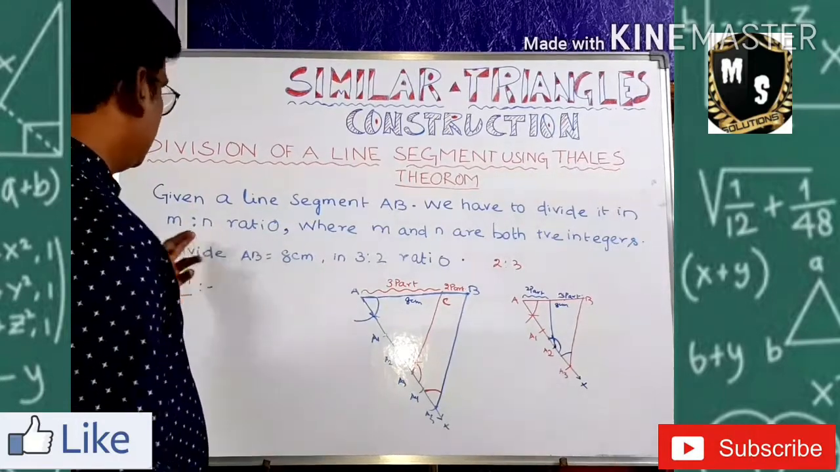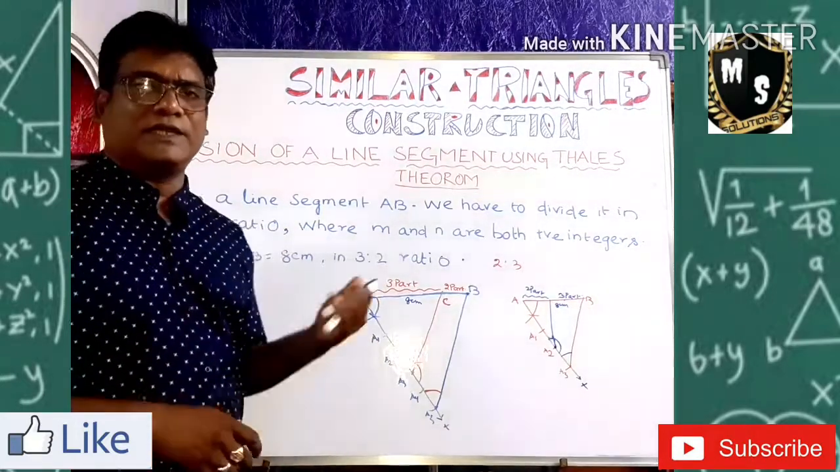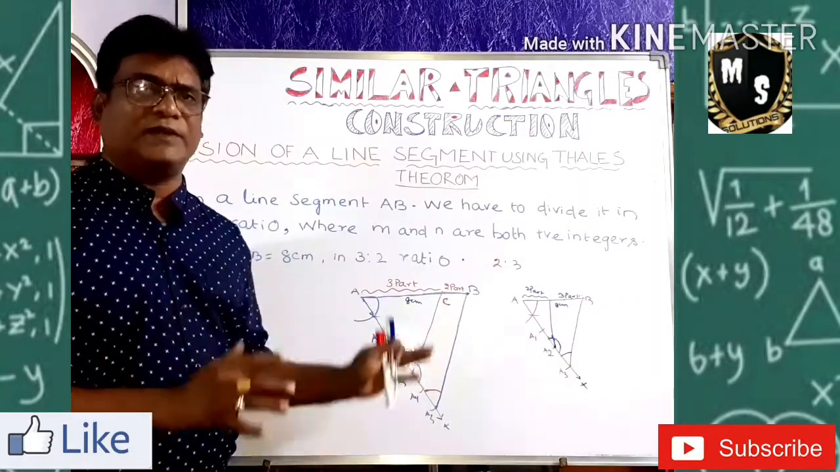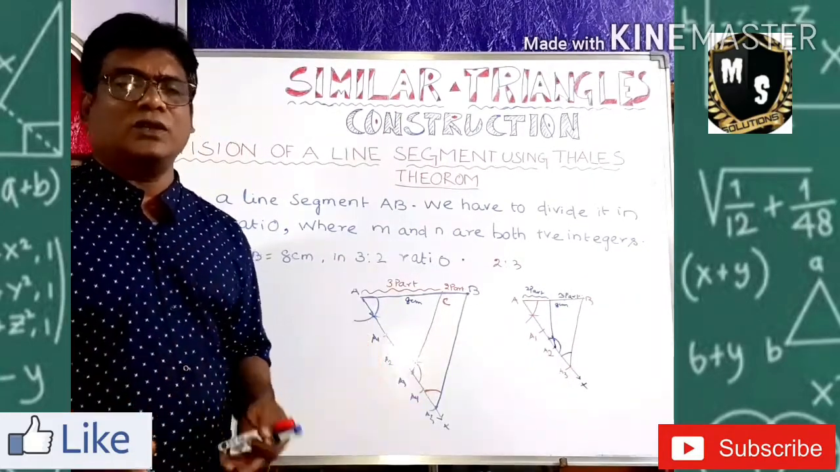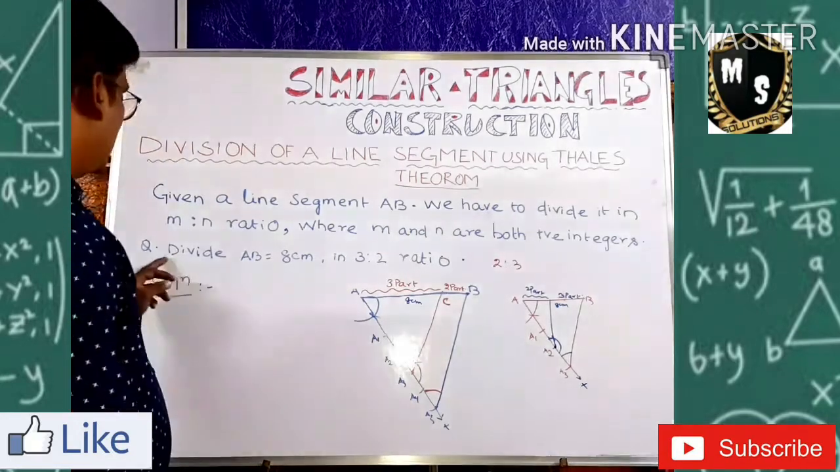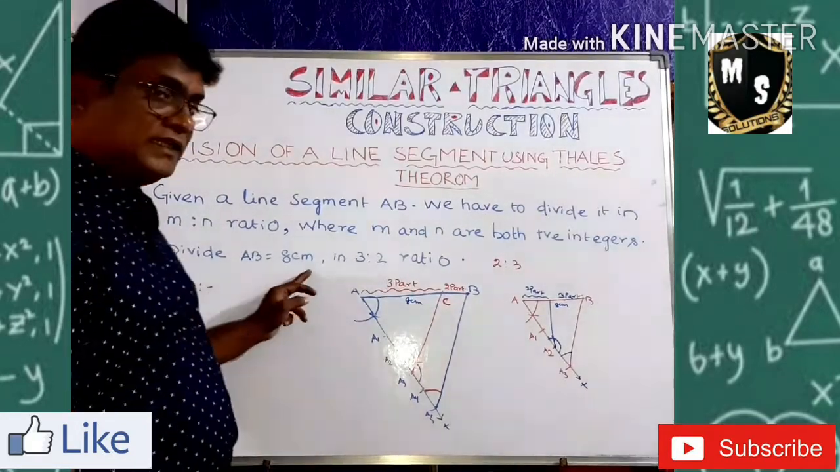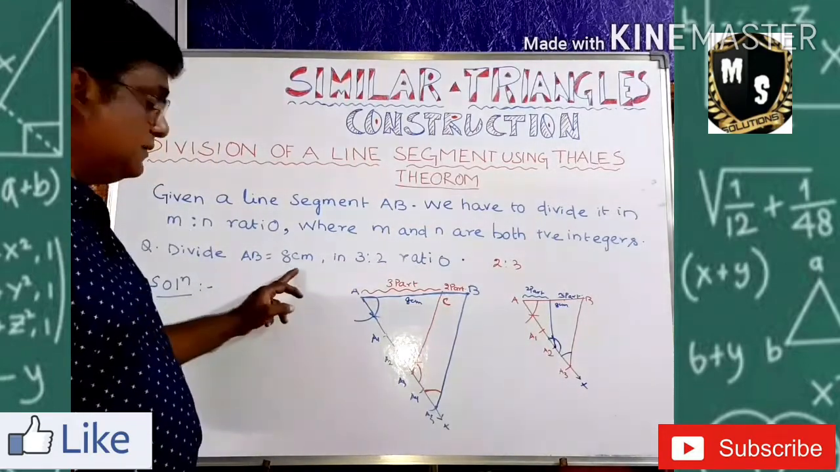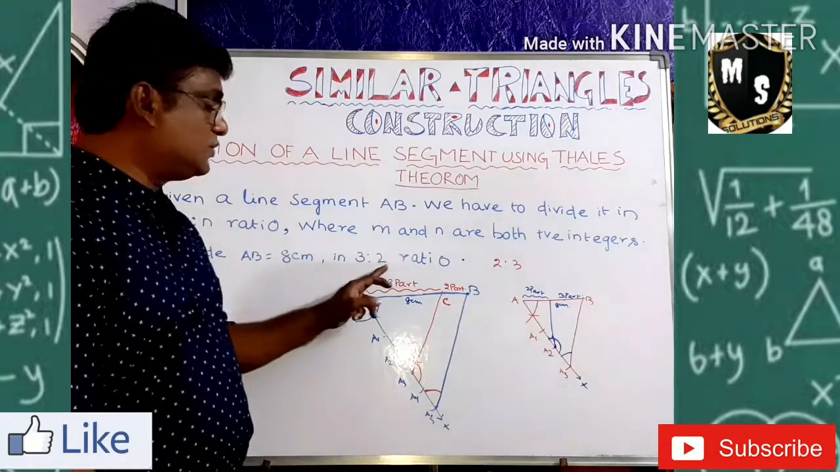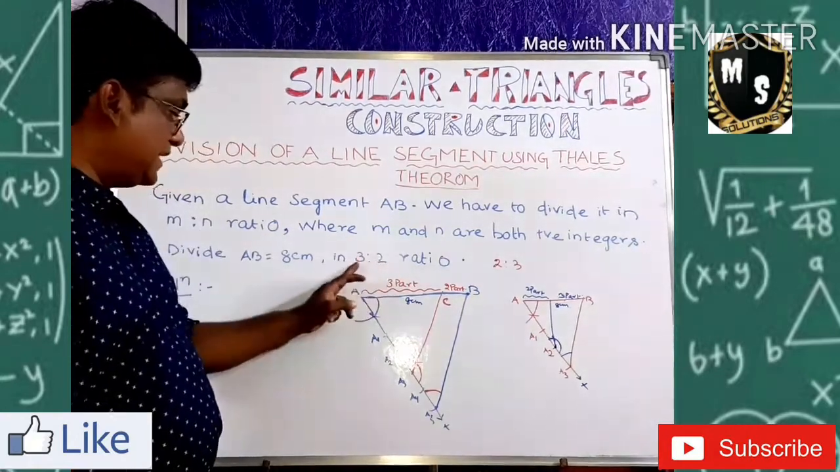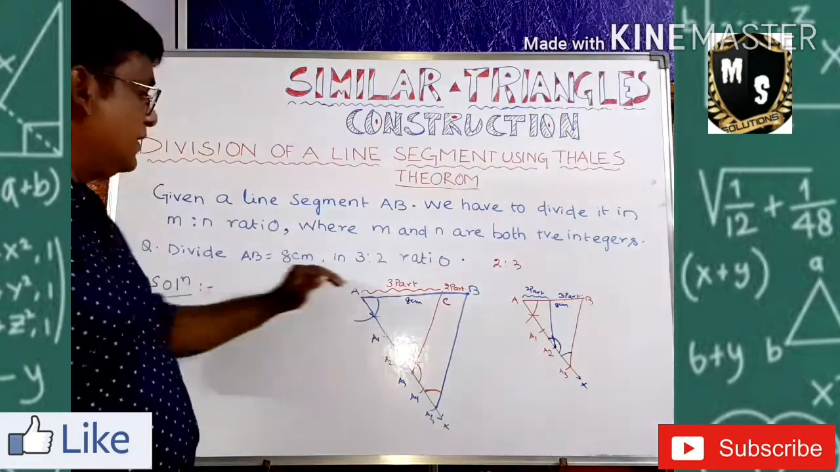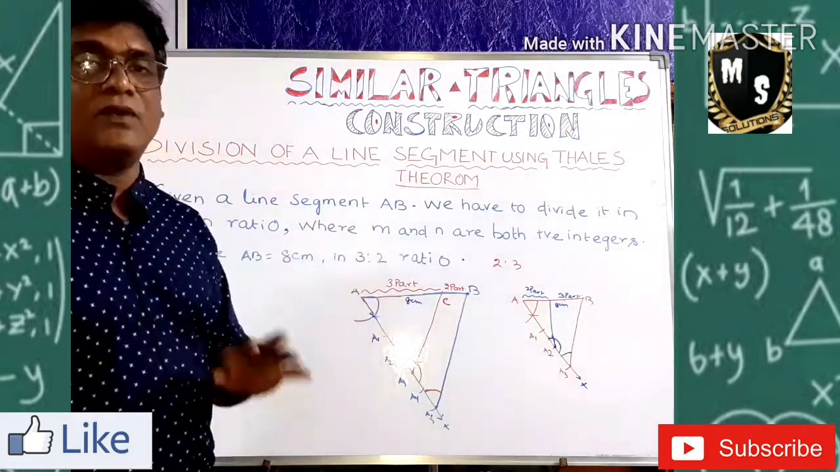See now, one question I am giving. This type of question came in a board exam. So I am solving this question and explaining you, by which you can also know how to do these constructions. What is the question? Divide AB equal to 8 centimeter in the ratio 3:2, that is m:n ratio. Clear now?